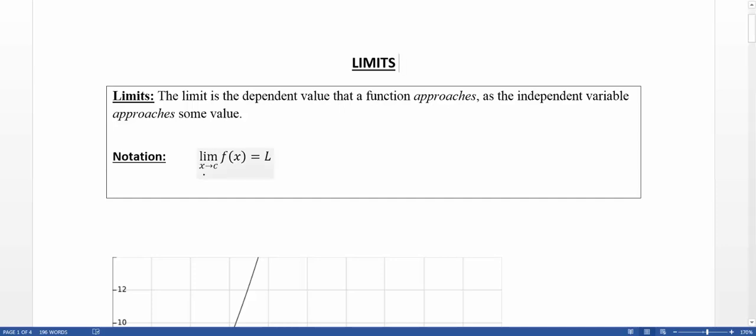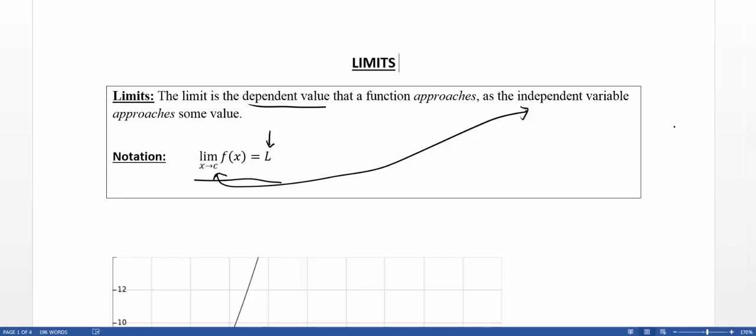The limit as x approaches c of f of x equals L. So L is going to be our dependent value that we're approaching, and c is the independent value that we're going to be approaching on the x-plane. So what we're again doing is we're considering what value of y we're approaching as we get really, really close to some value of x.